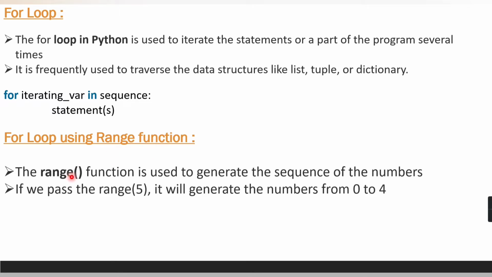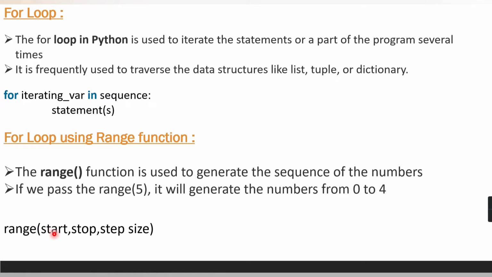So what is the range function? The range function is used to generate a sequence of numbers. If we pass range a value 5, it will generate numbers from 0 to 4. We have provided 5, but it is generating numbers from 0 to 4. So 0 to 4, the count is 5. Basically it provides the count as 5, but the last value is one less than the value we have provided. So this is the syntax for range.